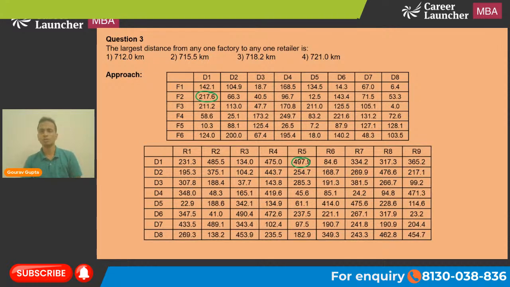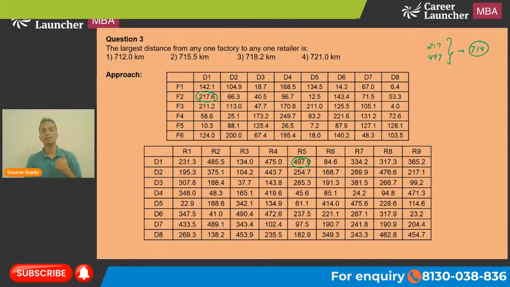Okay, so 217 and 497, they will add up to 714 approximately. I'm not looking at the decimal part. So this is my reference. Now let's go and select depot number 2.